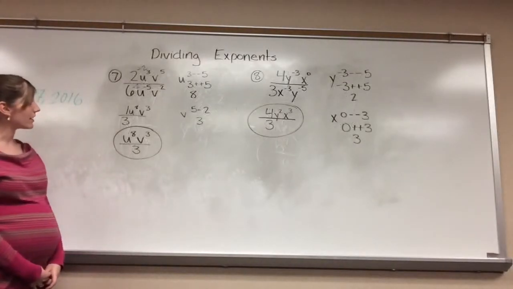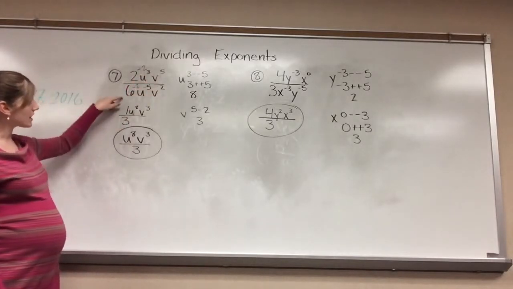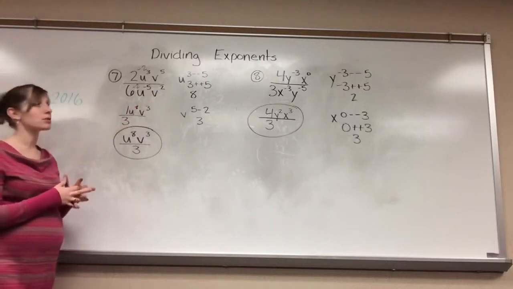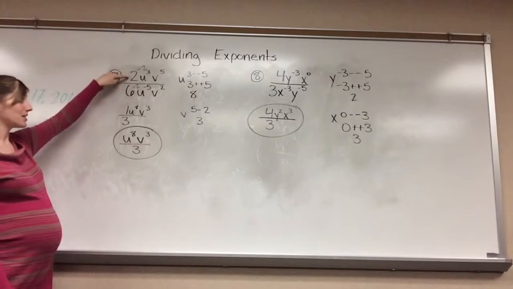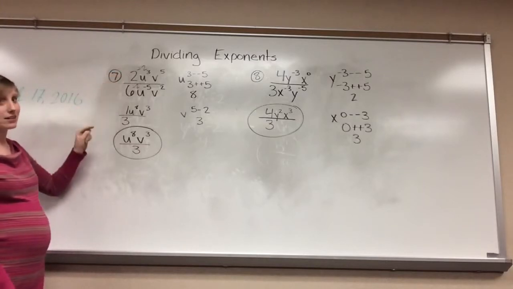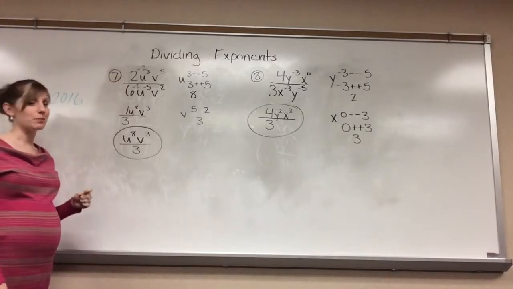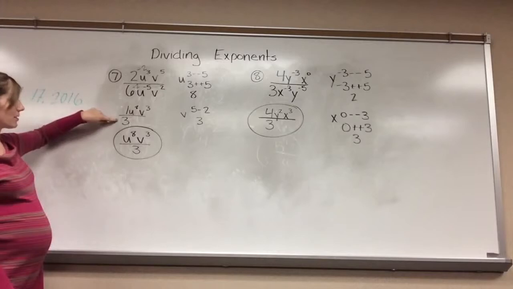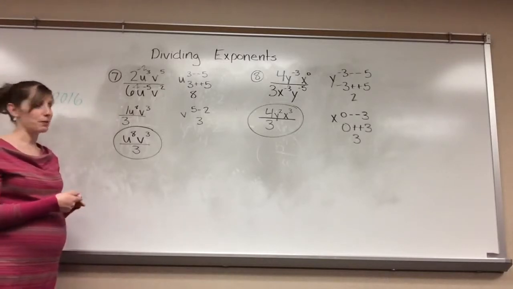For problem number 7, we had 2u to the 3rd, v to the 5th, over 6u to the negative 5th, v to the 2nd. The first thing I did was look at my two front numbers, 2 and 6. I noticed that 2 is not divisible by 6, but I can simplify the fraction 2/6. They're both divisible by 2, so 2 divided by 2 gave me 1, and 6 divided by 2 gave me 3. After that, I subtracted the exponents.